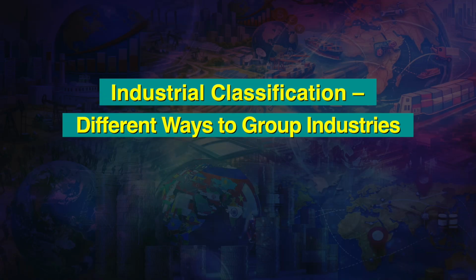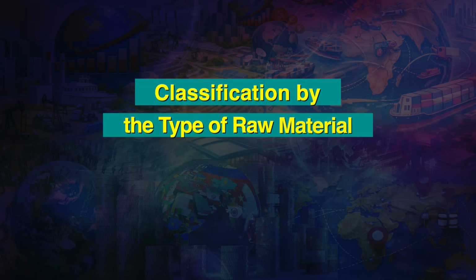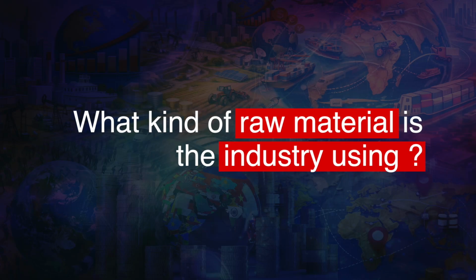Industrial classification. Different ways to group industries. There is no single perfect way to classify industries. Instead, we use different simple methods, each based on one criterion. In this class, we will use these bases for classification. Classification by the type of raw material. This method links the secondary sector directly with the primary sector. It asks a very basic question: what kind of raw material is the industry using? Based on this, we get four major categories.